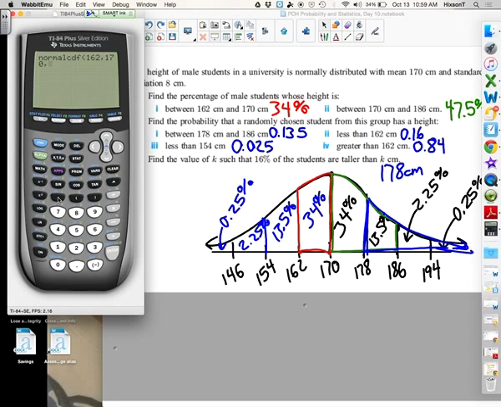Then I type in my mean. The mean is 170. And then another comma, and the standard deviation is 8. And we close our parentheses, and we hit enter, and we get 34.134 and so on percent. So you notice our 34% was an approximation, but this is the precise value.